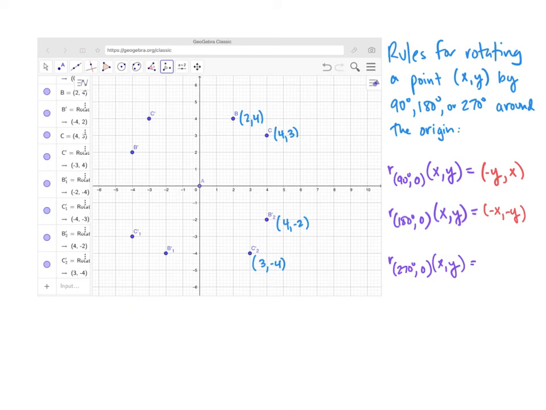So my rule for a 270 degree rotation seems to be that the x and the y are going to switch places, and that now the x is going to change its sign. So those are some general rules that we have for rotating by multiples of 90 around the origin. Now you'll notice I didn't put 360 in there. Let's see if you can figure out why we didn't worry about rotating 360 degrees. If you think about it for a second, I think you can come up with the reason why.